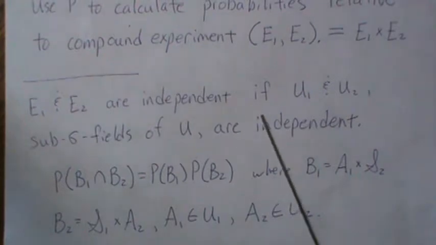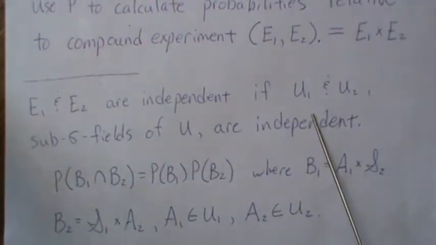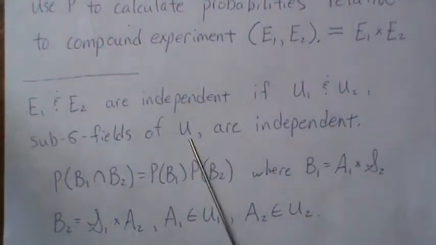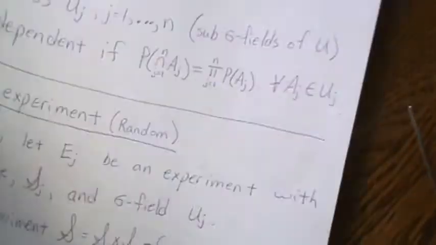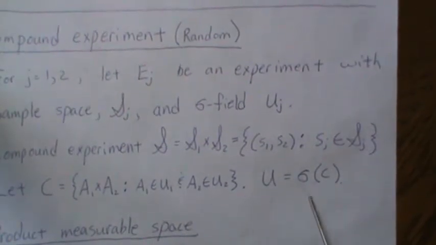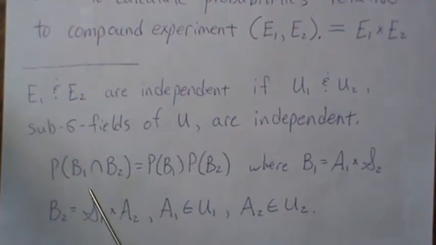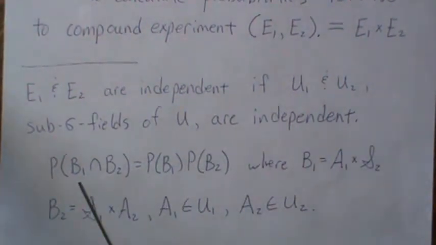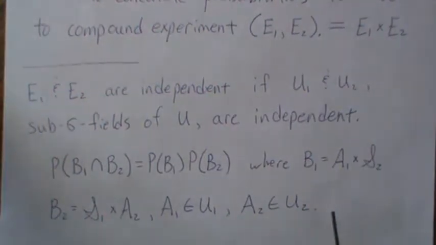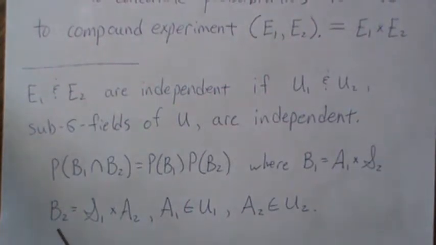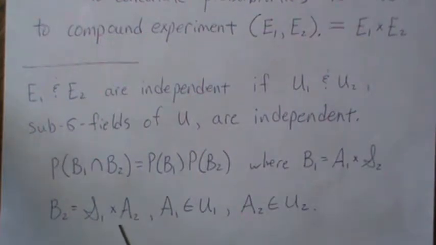Experiments can be independent also. If these two experiments are independent and we have sigma fields associated with each of those experiments, and remember that these are sub-sigma fields of the U, where on the back page we created this class and generated a sigma field, then they're independent if this relationship holds. But the event B1 is very specific. It's A1 cross S2, so you always put in the sample space of the second one. Remember, we're dealing with compound experiments. So B1 is associated with experiment 1, and B2 is of this form, so these are events in the second experiment. If this relationship holds, then we say that those events are independent.